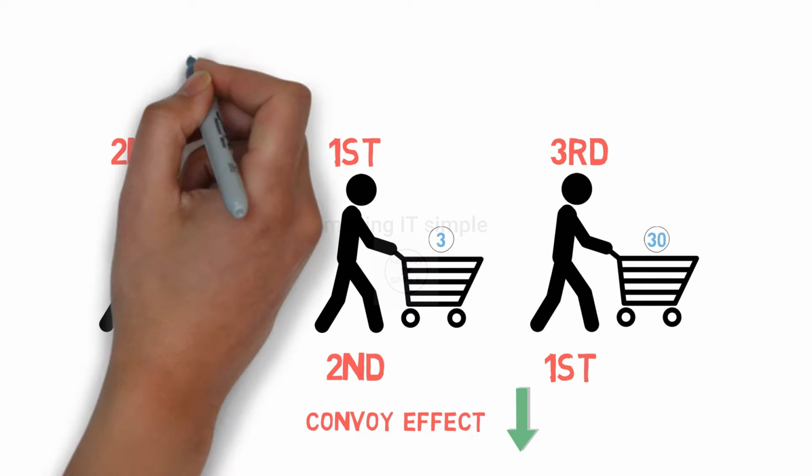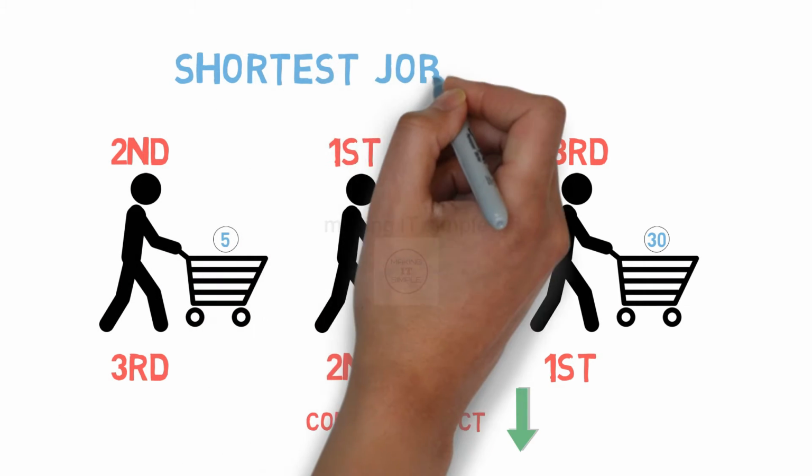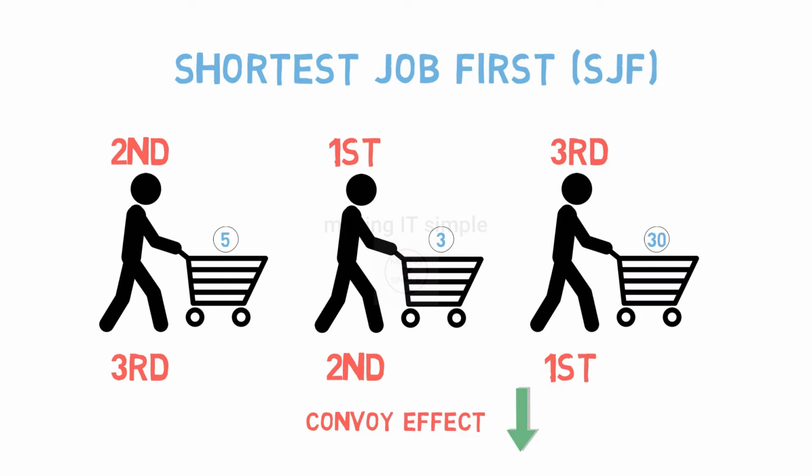Similar to this solution is our CPU scheduling algorithm, shortest job first. FCFS works on arrival time, whereas SJF works on burst time. So let's dive deep into it.